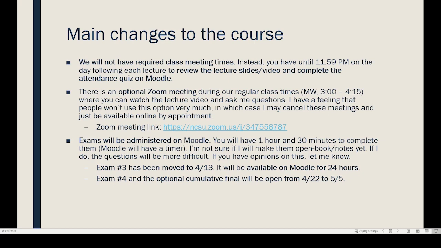And then the last big change is to the exams. Those are obviously going to be online. We'll have them on Moodle. I've added a little bit of extra time to each one of those, so instead of an hour 15 minutes, you'll have an hour and a half to complete those. And when you start them, Moodle will have a little timer on the screen, so it'll show you how much time you have left.